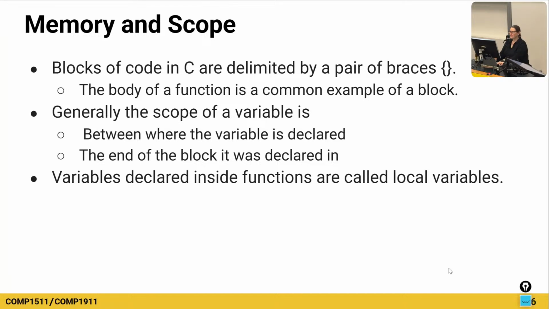So we need to talk about memory and scope. Now we've got variables in our main function, we've got variables in these other functions we're writing. How does all of that work? So we've got things called blocks of code. When we start an open curly bracket, that's a block of code. And when we do the close curly bracket, that's the end of the block of code.